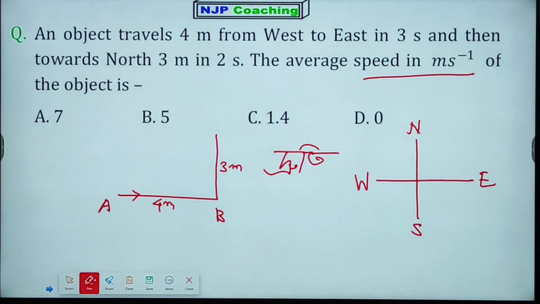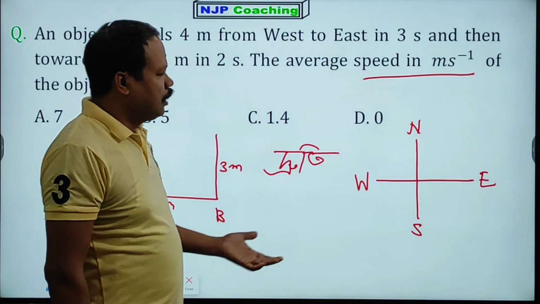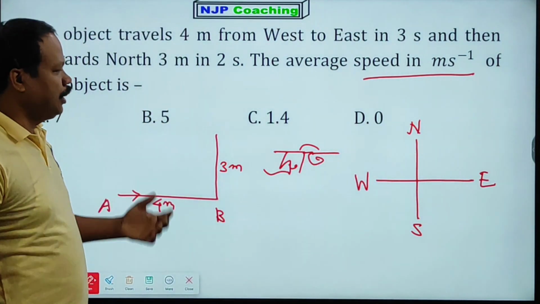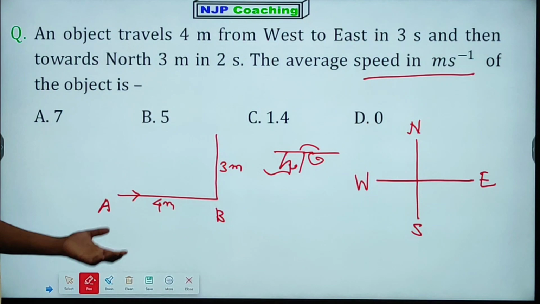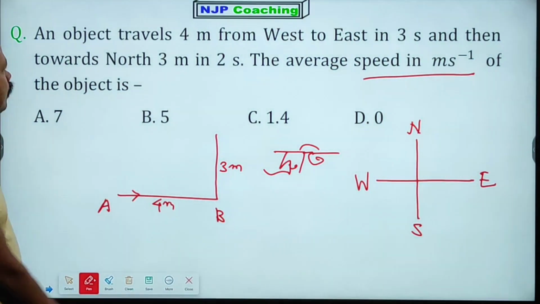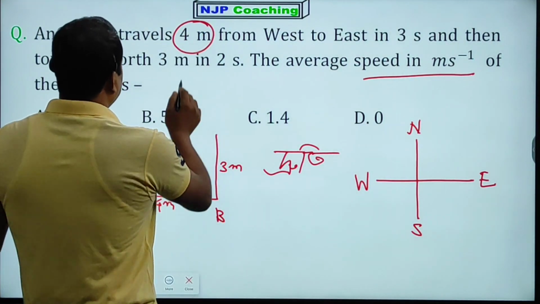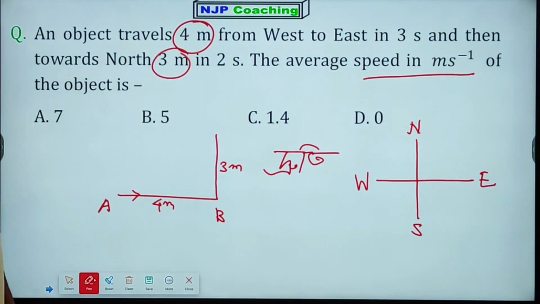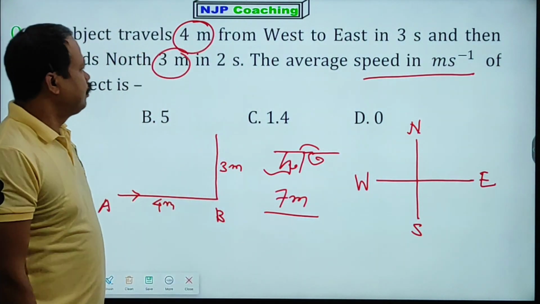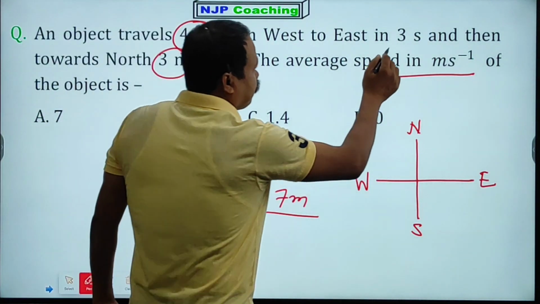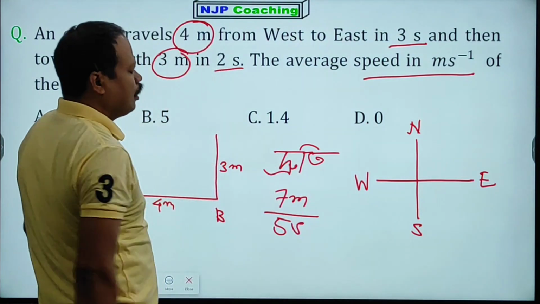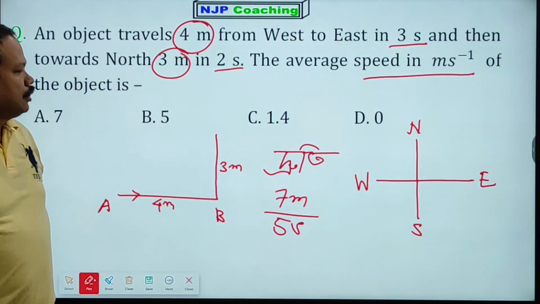First we have to know what formula is used for average speed. Average speed is total distance traveled by total time. 4 meter first, then 3 meter. So what is the total distance? 7 meter. And time taken first 3 seconds and then 2 seconds. So 5 seconds. Total distance by total time.